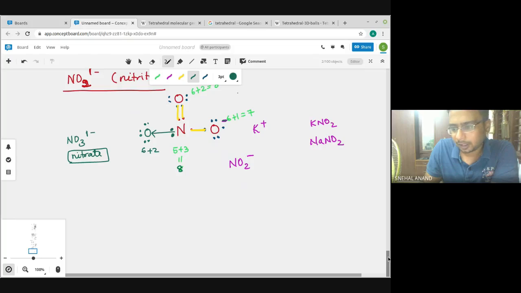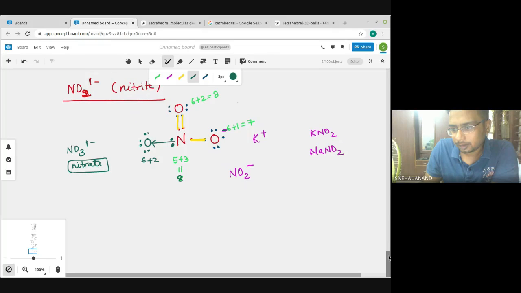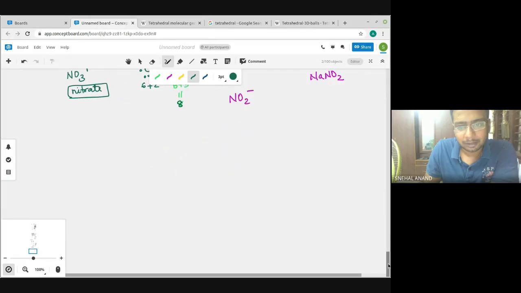So let's try reconnecting. So the lone pair was hidden before. Oh, no, it was still there. See, nitrogen had 1, 2, 3, 4, 5 electrons. Earlier, it was not sharing. Now it is sharing. It depends on the mood of nitrogen. Nitrogen is very moody.